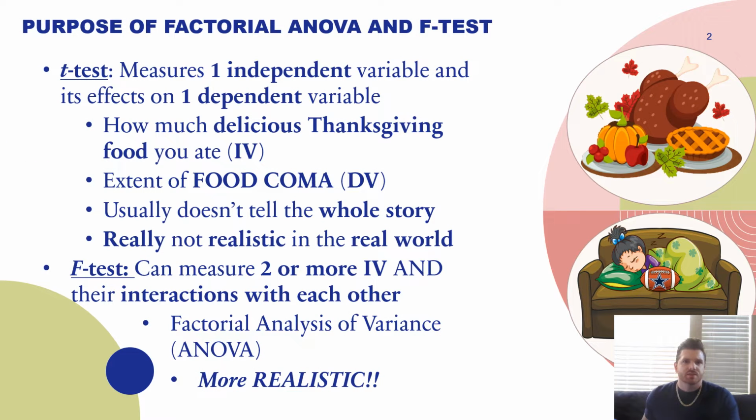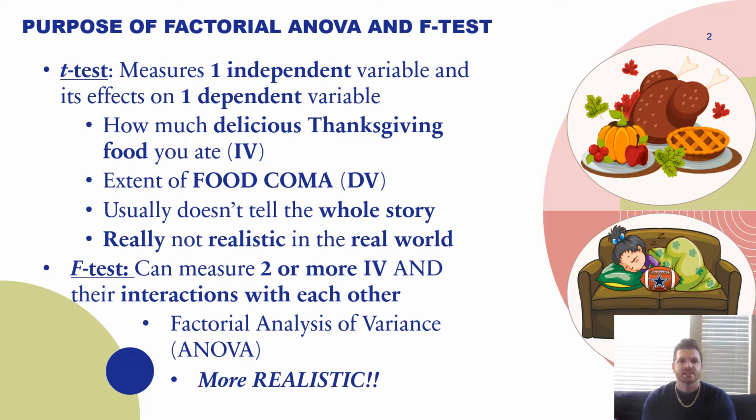Now, the purpose of the factorial ANOVA and F-test, and why we need them, is this. When we have one independent variable and one dependent variable, and that independent variable has two levels, we use a t-test, because it's t for 2 and 2 for t. We could look at how much delicious food you ate, our independent variable, on the extent of your food coma after eating, in minutes. Or in other words, how many minutes did you miss of the Dallas Cowboys game? Not that I would know from experience.